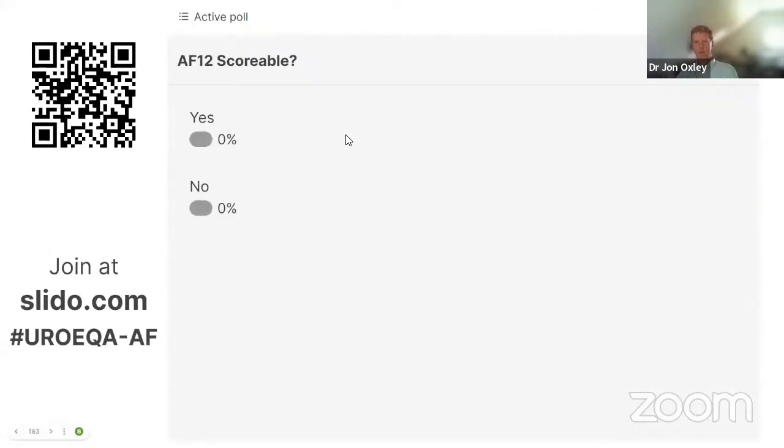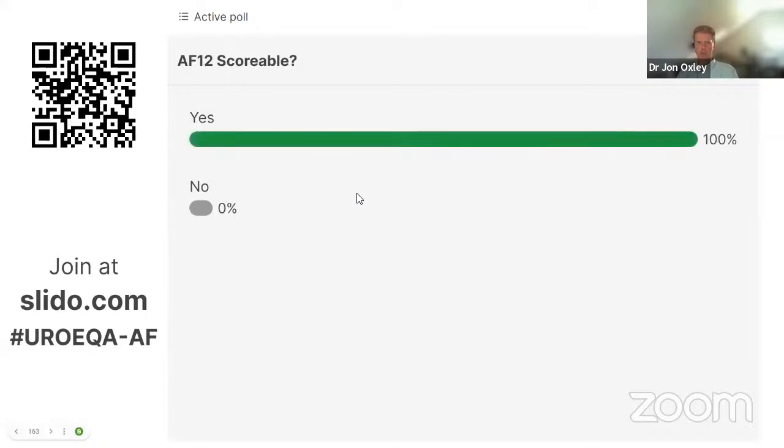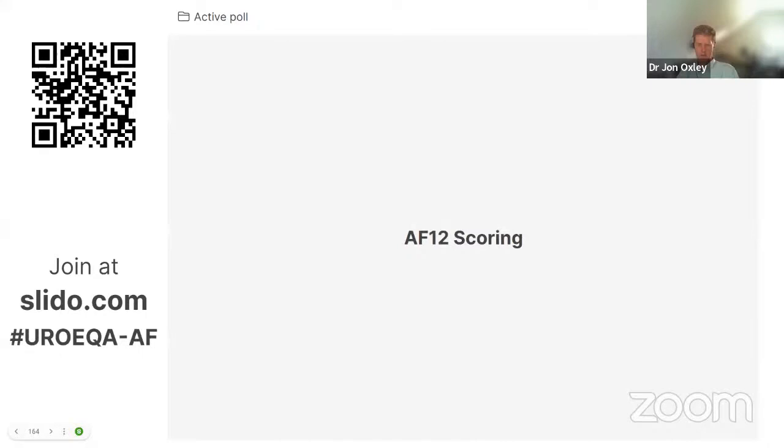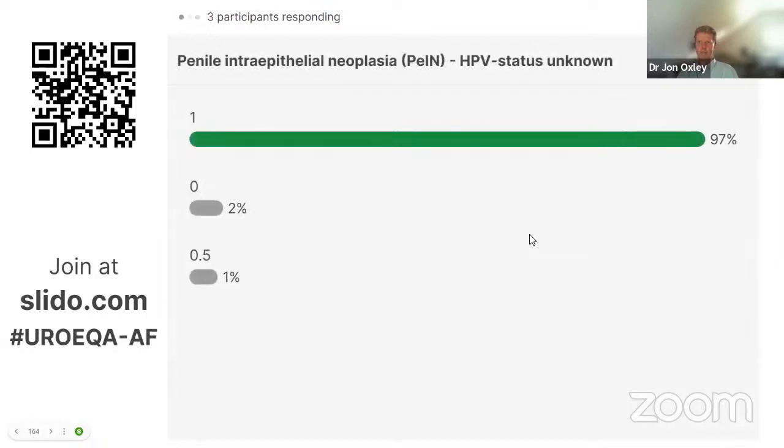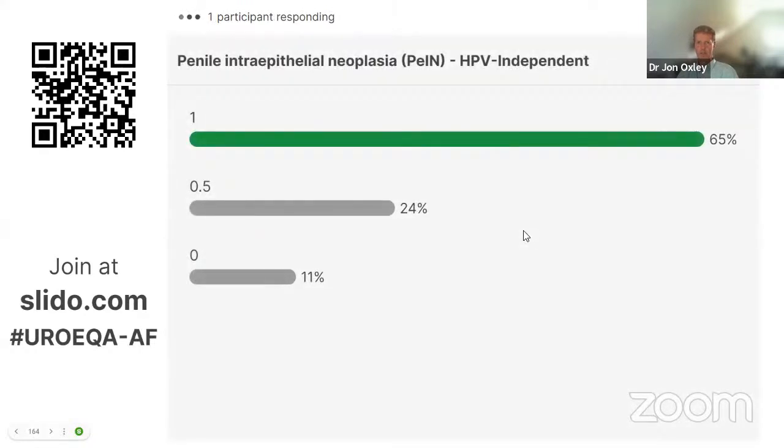So this is clearly scoreable. I'm not going to wait because we're going to score it all. I would score them all as correct. So HPV status unknown is 1. HPV associated is 1. And there were some people who were only going to give them half marks, but HPV independent is 1 as well.